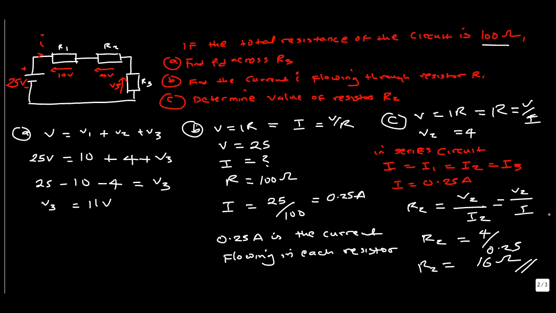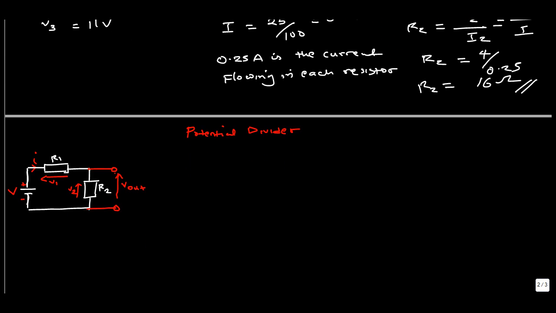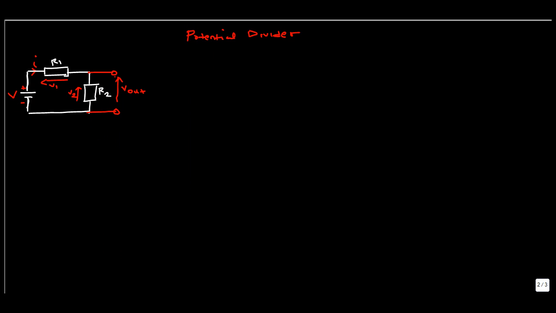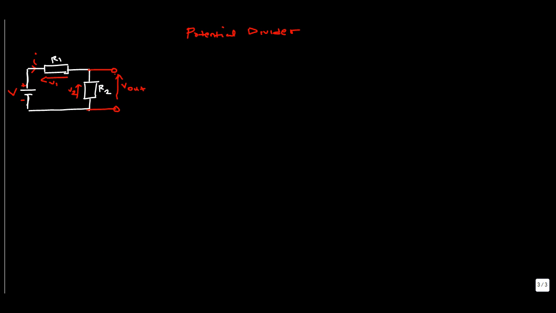Next, we're going to talk about potential dividers, which you can see here. This circuit basically consists of a number of similar elements in a series connection. In this case, you have two resistors connected end to end across a voltage source, and here you have an output voltage. Your output voltage in this case is V2.